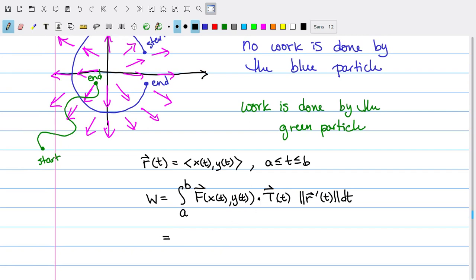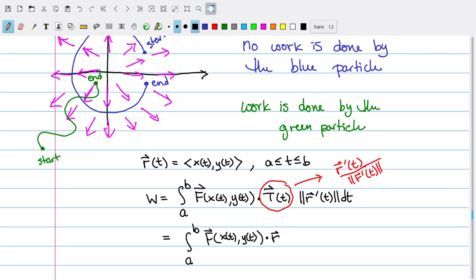But now I want to remember that the local tangent vector here, T of t, is given by r prime of t divided by the magnitude of r prime of t. This is something that we calculated back when we were thinking about parametric equations. So this equation becomes the integral from a to b of f of x of t, y of t, dot product specifically, with r prime of t dt. So it's a very easy thing to calculate here with this dot product.